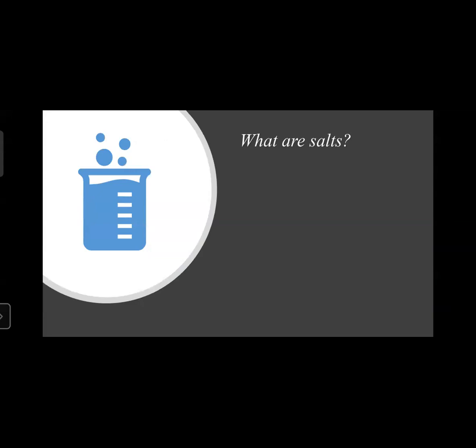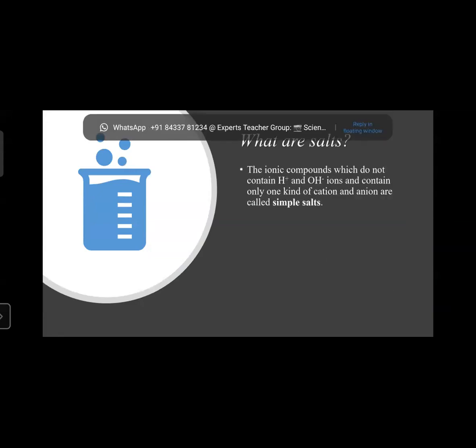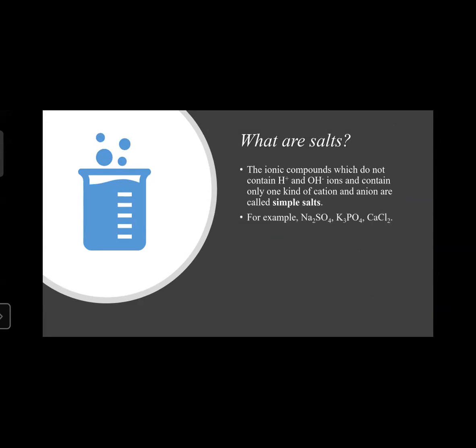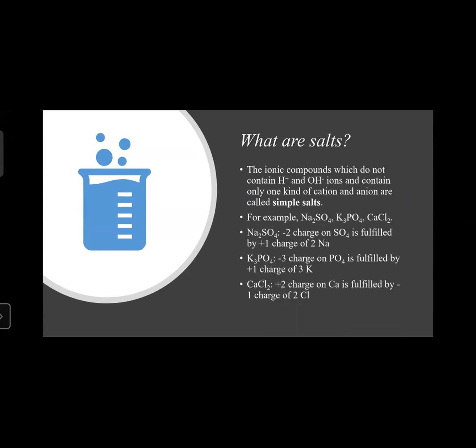What are salts? Salts are the ionic compounds which do not have H+ and OH- ions. Only one kind of cations and anions are in a simple salt. Examples are Na2SO4, K3PO4, and CaCl2.